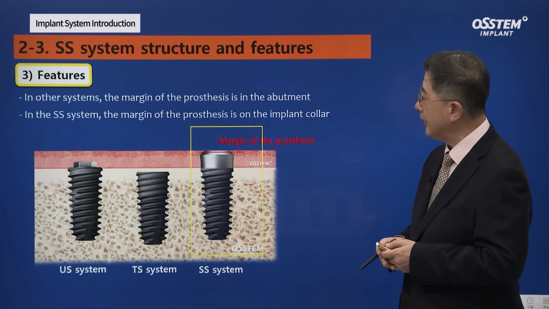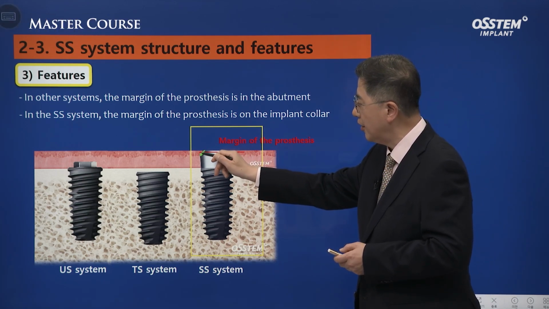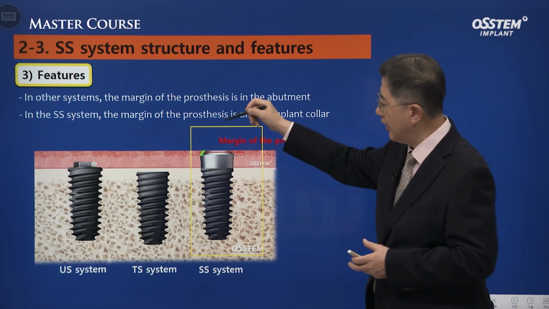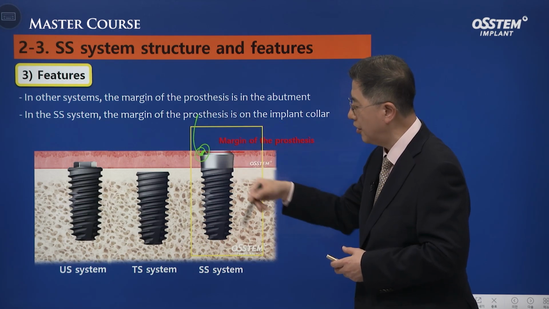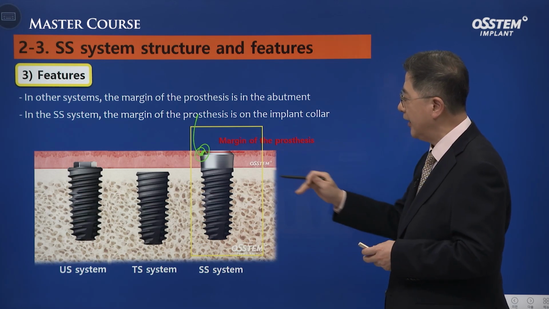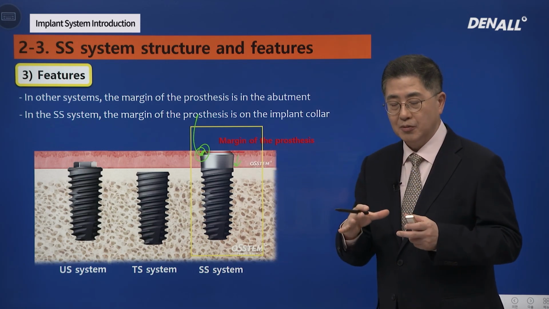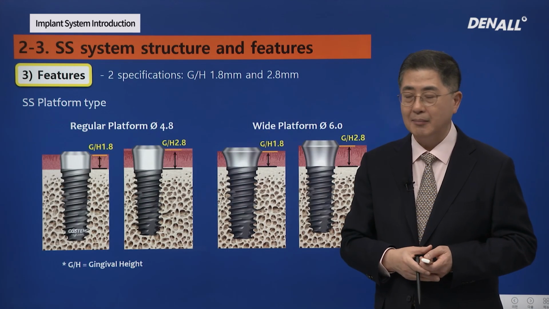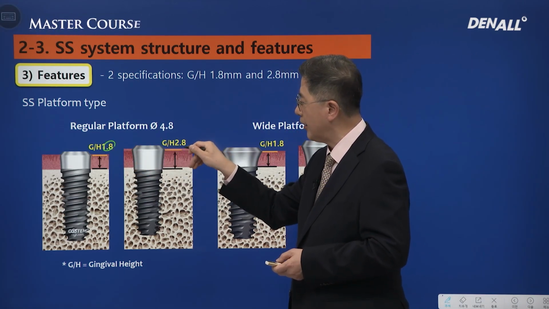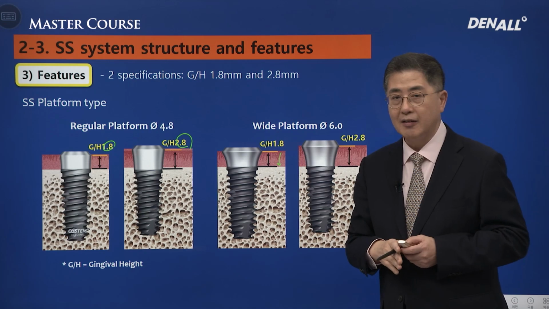Unlike other implants, the SS implant has a bevel area of 0.65 millimeters, which will be in direct contact with the prosthesis. So, there is no sinking down and connection is also enhanced. However, if you place this implant deeper, you no longer can use the bevel as the margin of the prosthesis. There are two options for gingival cuff height, 1.8 and 2.8 millimeters. So, depending on gingival thickness, you can choose an appropriate one.